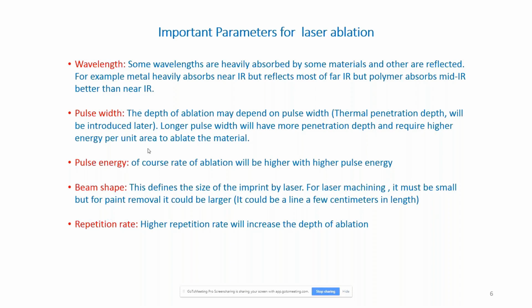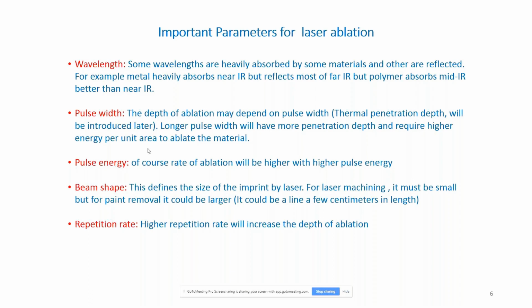Pulse energy: the rate of ablation will be higher with higher pulse energy. Of course, when the energy is more, the rate of ablation would increase. Beam shape: this defines the size of the imprint made by the laser. For laser machining, it must be small, but for paint removal, it could be larger. It could be a line a few centimeters in length, for example.